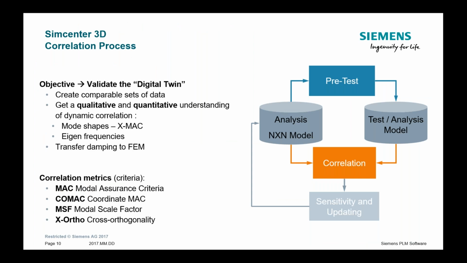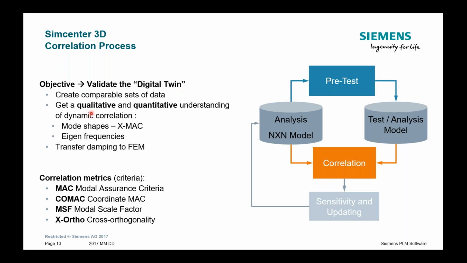So the next step, if you're going to pass the data, once you've done the modal analysis over here, you send that data into correlation into Simcenter 3D for the structural correlation using test results and the results from the Nastran NX model. And so in this case, we call this validating the digital twin. The digital twin is the computer version of the real structure.